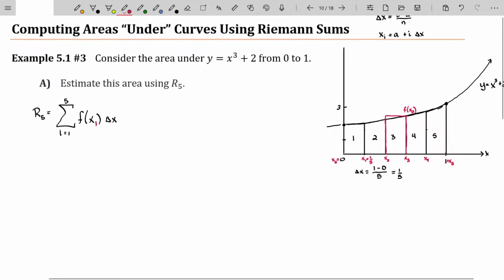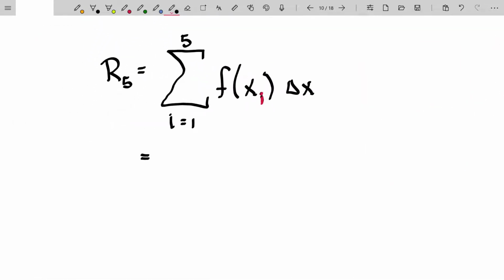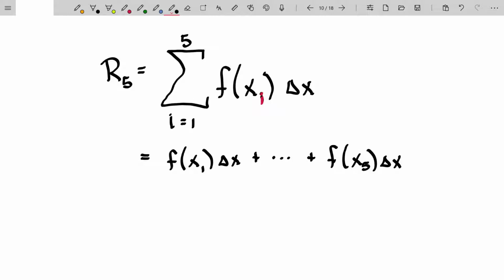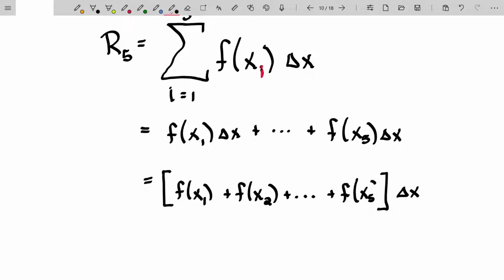So let's go ahead and just rewrite this Riemann sum. We'll expand it out, and we'll say, okay, well then that's f at x sub 1 times delta x plus ... until we get to f of x sub 5 times delta x. Notice all of those terms will have a delta x in common, so you could actually factor that out. It's faster that way, it's cleaner that way. So we have delta x times f of x sub 1 plus f of x sub 2 all the way to f of x sub 5. Now we just need to figure out what those x sub 1, x sub 2, all the way through x sub 5 are.